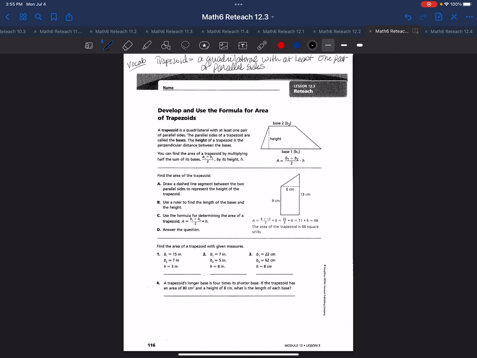When we do the formula for the area of a trapezoid, we're going to be taking base 1 plus base 2 divided by 2 times the height.